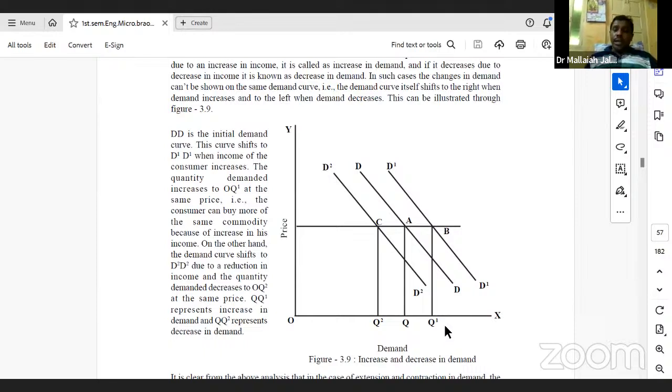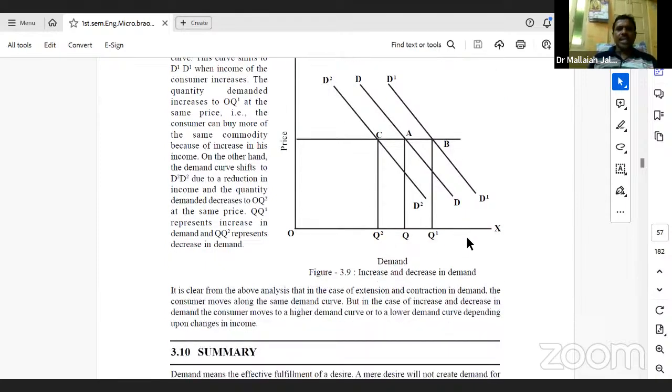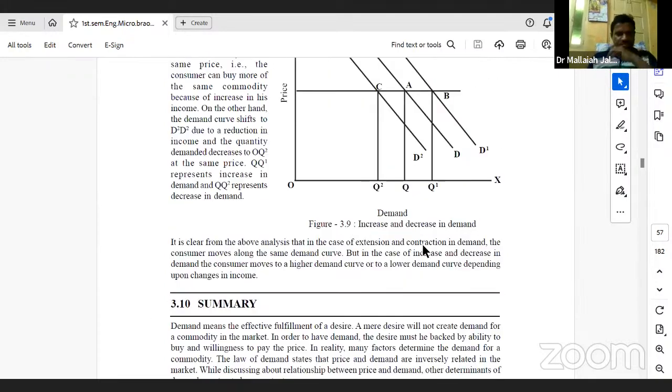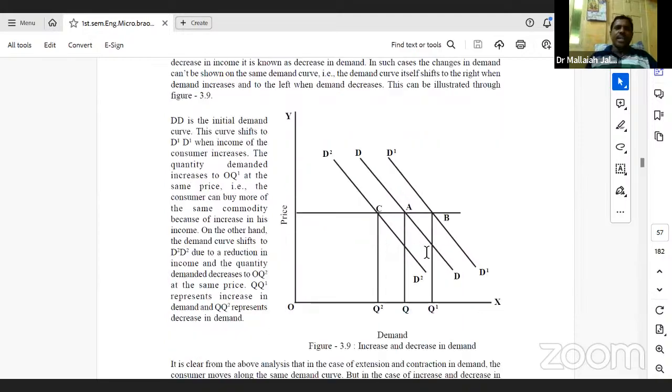Okay. If the income decreases, with prices the same for that particular product, then demand decreases from OQ1 to OQ2. Demand decreases due to decreasing income levels. That is related to the increase or decrease in demand.